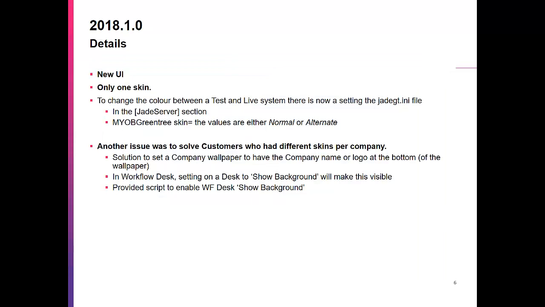Okay, just some details around the new UI. There is only now one skin, so you haven't got the choices of the different skins that you had previously. To change the color between a test and a live system, there is now a setting in the jgt.ini file. So in the Jade server section, you'll see a setting MYOB Green Tree skin. The values are either normal or alternate. So normal is the color that I've just shown you previously. Alternate is a different color that's gone through the design team that you'll see.